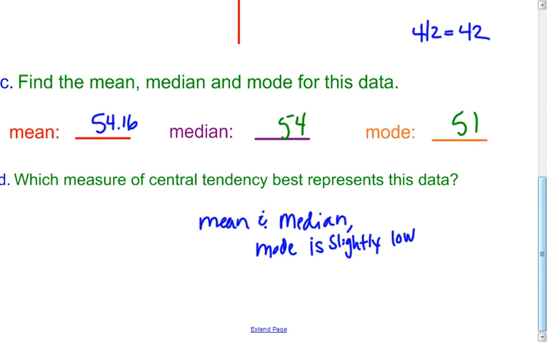Okay? So there you go. I think this will do it for our measures of central tendency lesson.